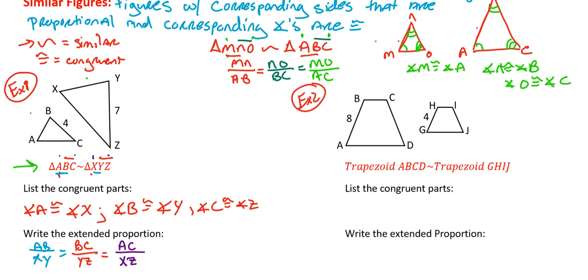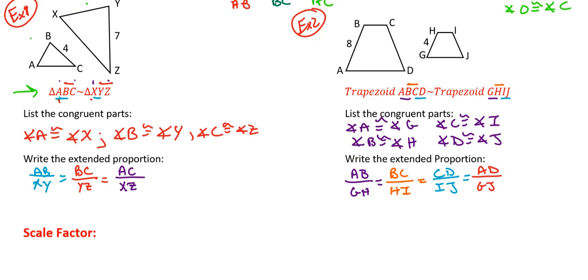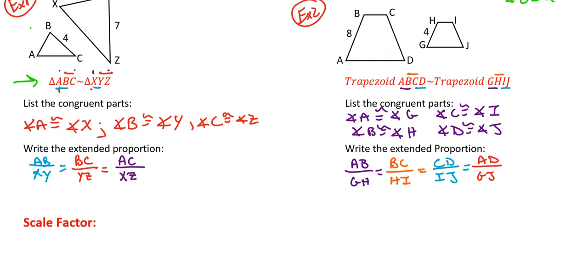Everyone try example 2. Pause the video, give that one a try on your own, and then you can unpause it and see what the answers would be. Okay, hopefully that's what you got for example 2. We have all the congruent parts, which would be all the corresponding angles. And the extended proportion for that one would be all four corresponding sides over each other.